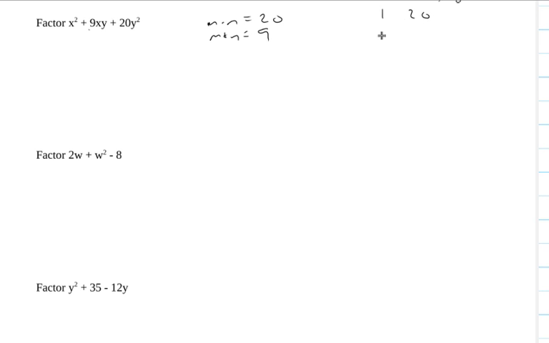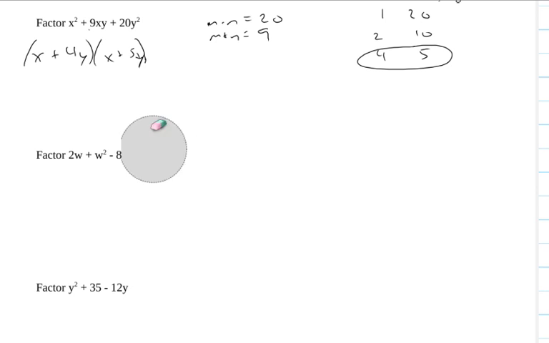Let's see, 1 and 20, 2 and 10, 3 doesn't go into it, 4 and 5. 5 is already taken, so we've already done the entire list. There's our sum of 9. So this should be x plus 4y times x plus 5y. Again, just using the 4 and the 5 there, tacking the y onto the second term allows us to have it match this up here.